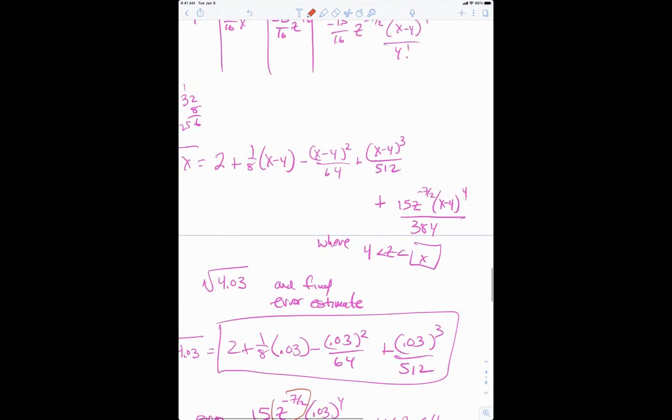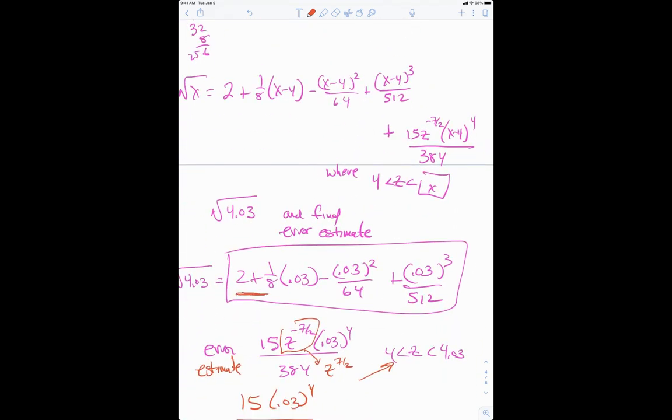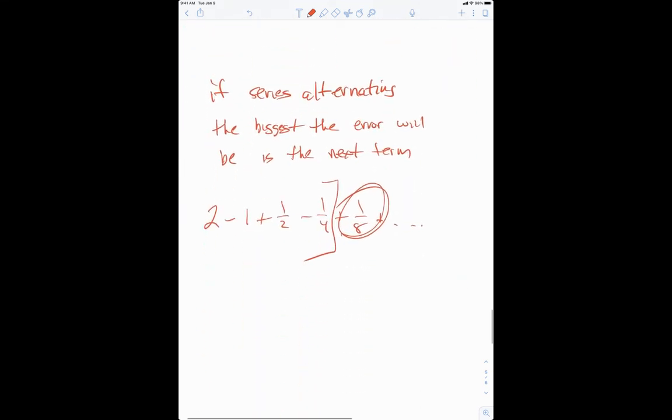Notice what we did was not alternating. It was close, but it wasn't alternating at the beginning, right? Plus, plus, and then we had some alternating. So some will alternate, some won't. If they don't alternate, we do this process we just did. If they do alternate, then the error is always the next term. We'll talk in class a little bit about why that's true. I think I may have mentioned that somewhere along the line, but I'm not sure.